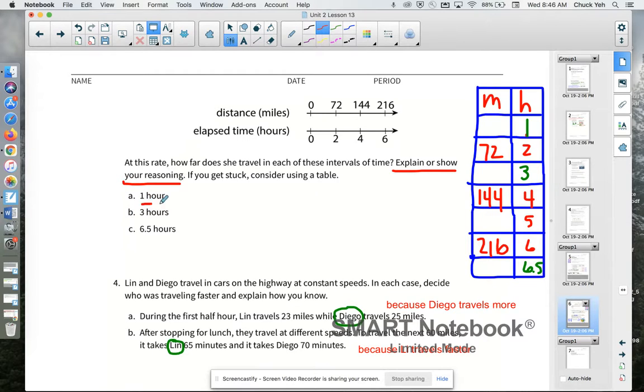A few of us just circled like B, and then you didn't even explain or show your reasoning. So I'm not even sure what you meant by that. It's not a multiple choice. It says how far does she travel in each of these intervals? I would have drawn a table. So miles to hours. So 1 hour, cross multiply and divide. What do you get when you cross multiply and divide? 36. So this would be 36 miles.